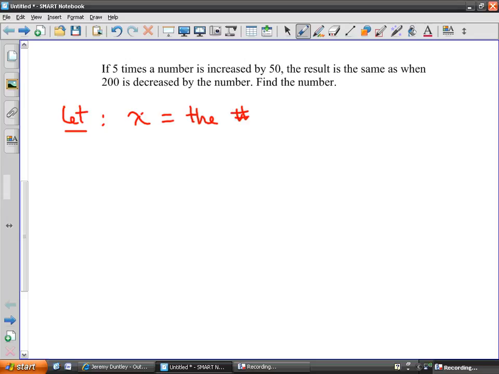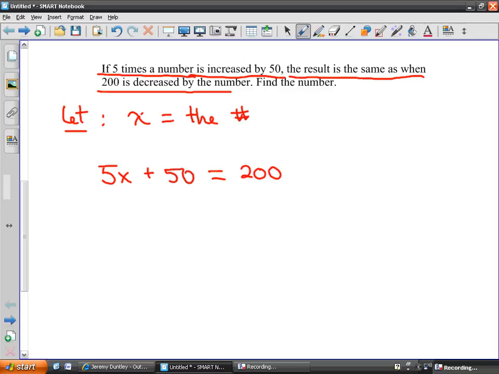And now it's time to decode. And that means reading the words in English and turning them into algebra. And it's pretty simple. If 5 times a number, stop, that's 5x, is increased by 50, plus 50, the result is the same as when. That means equals. 200 is decreased by the number.